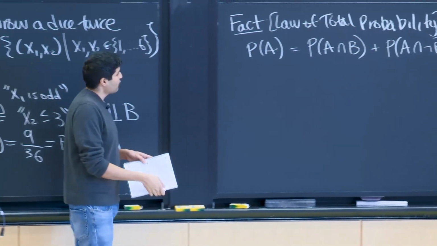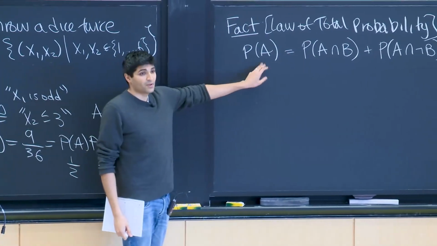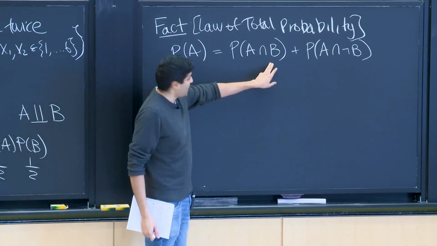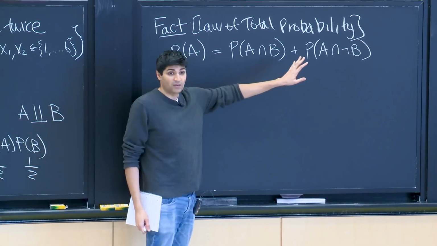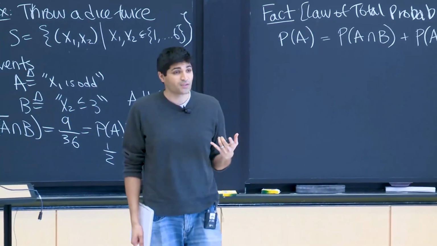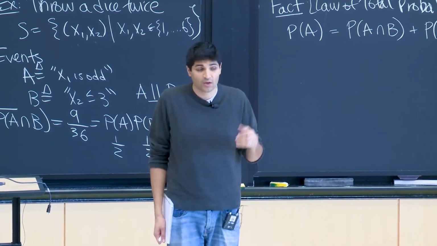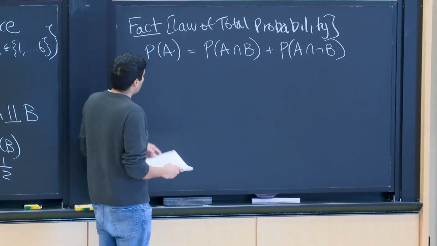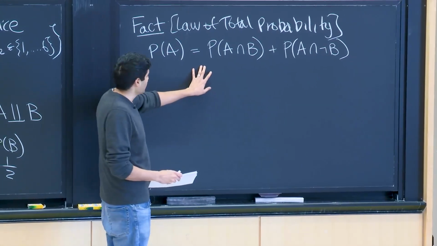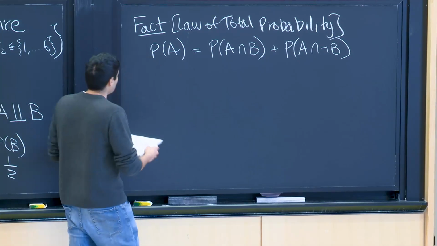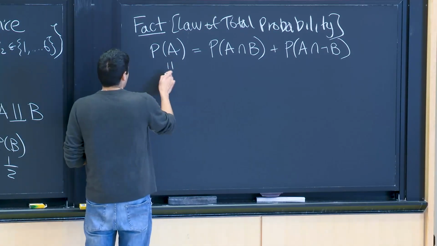So this is just if I'm interested in the probability that A happens, well, either A happens and B happens, or A happens and B doesn't happen. These together cover the space of all things that could happen so that A still occurs, and they don't overlap at all. So in particular, the proof of this is, there really is no proof.